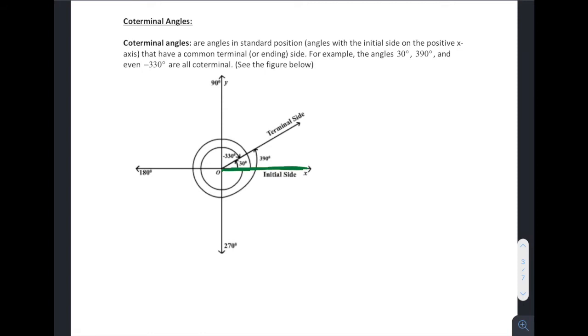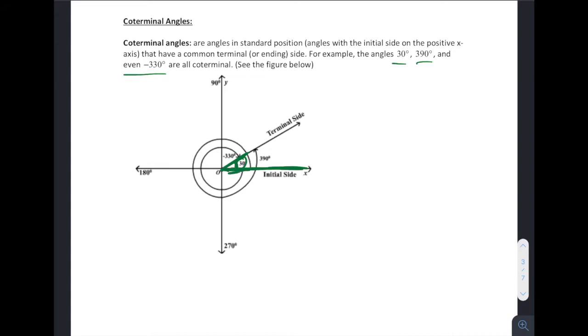For example, we can see that this angle right here is 30 degrees, right? That's our 30-degree angle. And this also says the angles 30, 390, and even negative 330 are all what they call coterminal. What does that mean? Well, if we erase this, we notice that we've got this 30-degree angle, which I've got highlighted here in green.